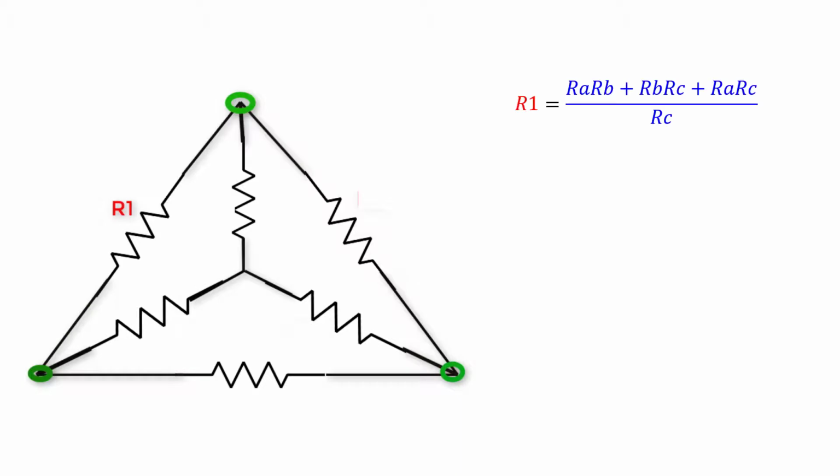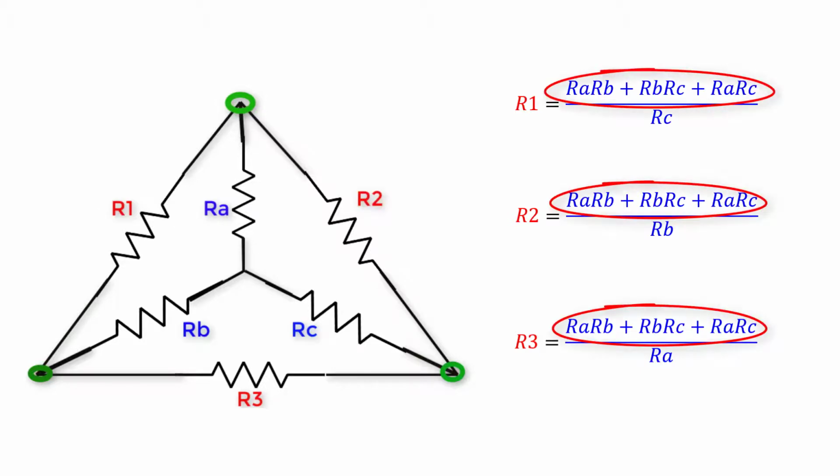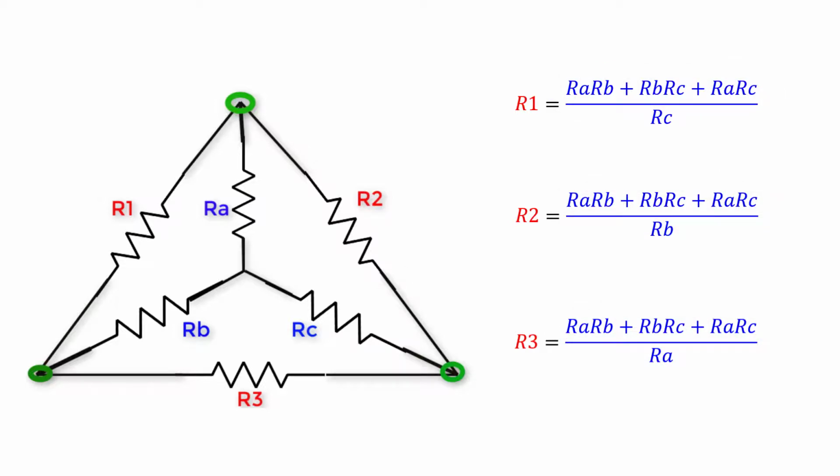So R1 equals RA times RB plus RB times RC plus RA times RC, the sum of the products, divided by RC. R2 equals the same numerator divided by its opposite resistor RB. R3 equals the same numerator divided by its opposite resistor RA. Notice here that all the numerators are the same, and only the opposite resistor goes in the denominator.